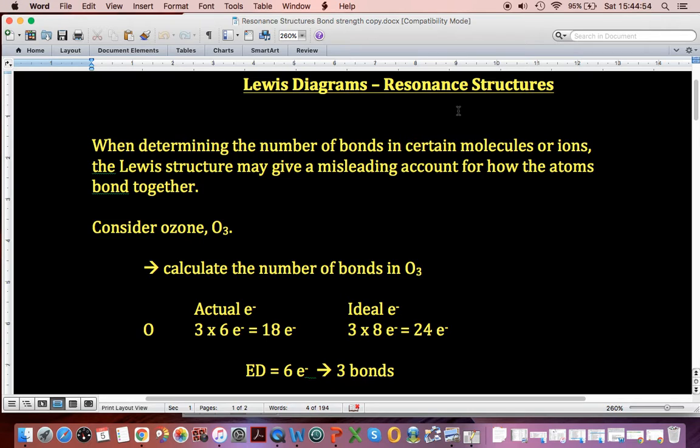Buildings can have resonance frequencies, and if earthquakes hit at that frequency, it can amplify what happens. So when something resonates, it means you've amplified the vibrations.